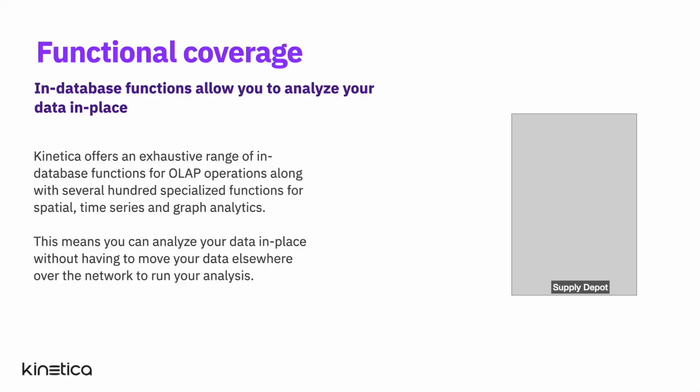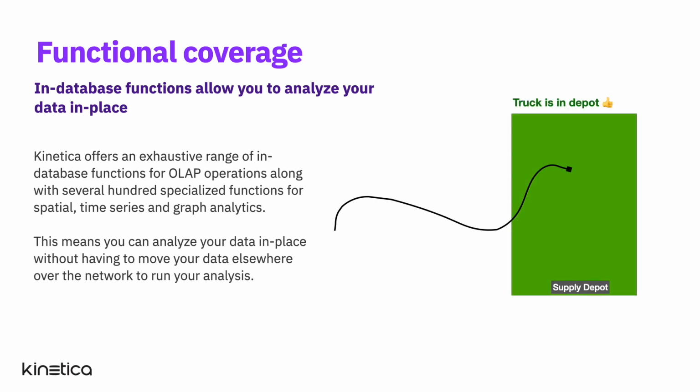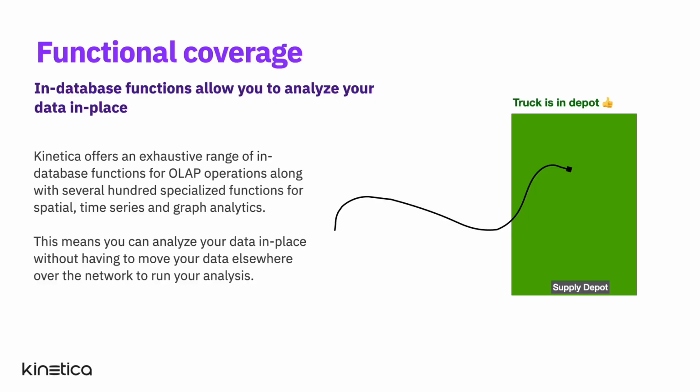From a database perspective, an eventing system requires a few capabilities. The first is functional coverage. In the case of the truck entering a supply depot, the database has to use a geospatial intersection function to analyze the GPS signals coming from the truck to determine if it has entered a specific area. This requires in-database functions that can analyze your data in place to tell you if an event has occurred.